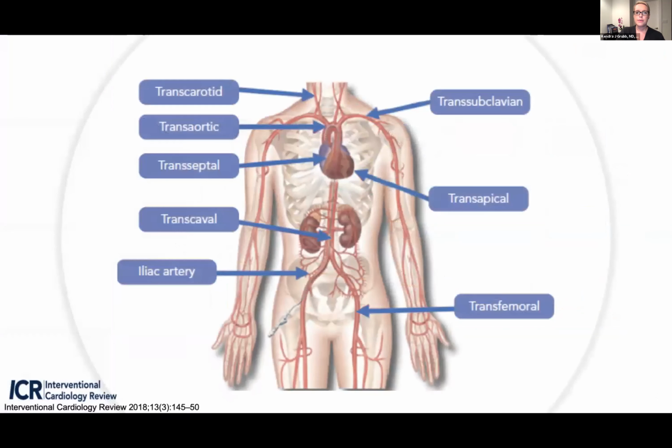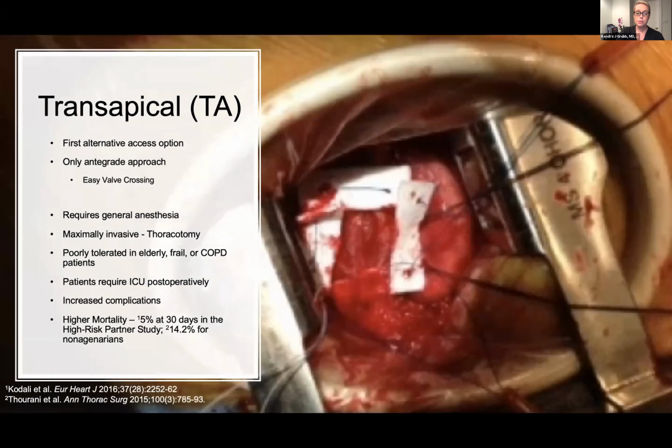So we'll talk about these different access approaches: transsubclavian, transseptal, transaortic, transcaval, transcarotid, and transapical. We'll go through each of these briefly. And some of these are just as a historical perspective in my mind, this being one of them.